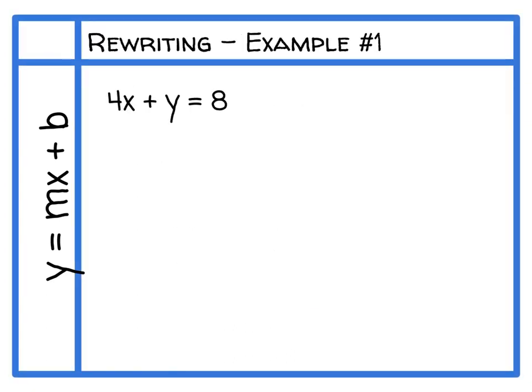If I want to rewrite this in slope-intercept form, keep in mind I want to isolate my y. So I need to get rid of the 4x, so I need to subtract 4x from both sides. So y would equal -4x plus 8. Is y by itself? Yep, so we are in slope-intercept form. Now we can identify our slope, the number in front of the x, which is -4. My y-intercept is 8.